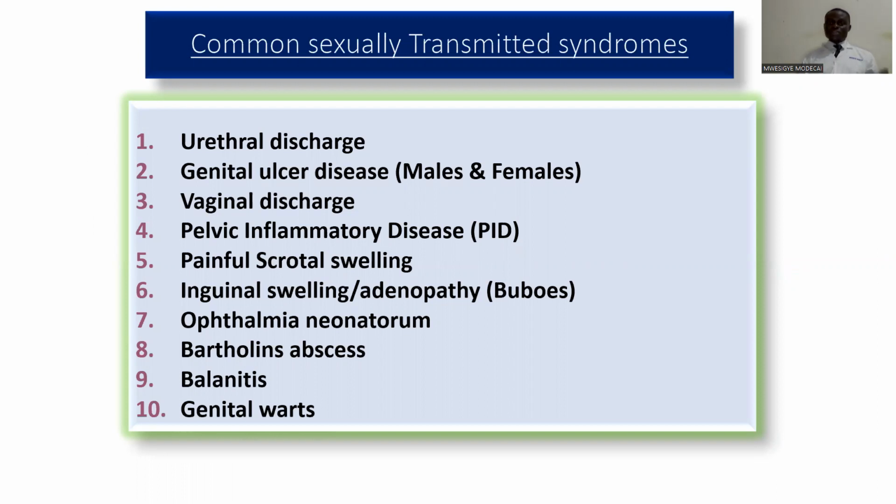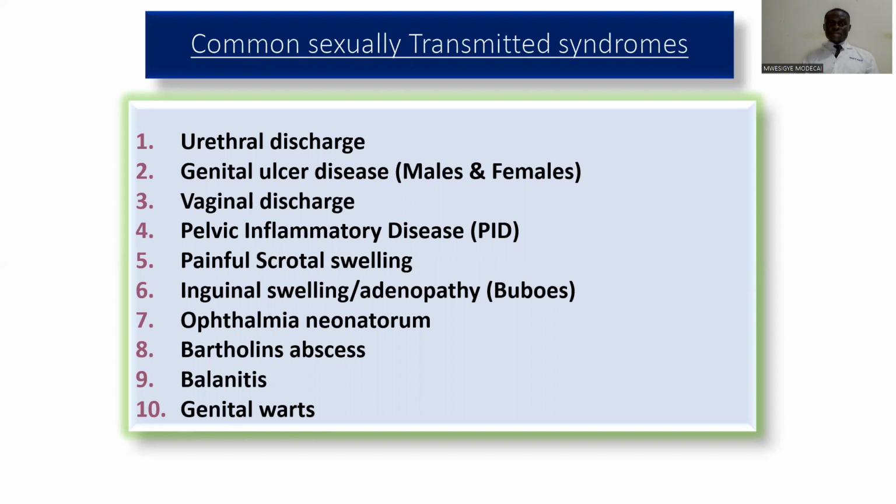Common sexually transmitted disease syndromes. We have 10 syndromes that are common. And remember, in sexually transmitted diseases, as we are yet to see, we manage based on these syndromes. So we have the following syndromes. The first one is urethral discharge syndrome, genital ulcer disease, and this can be both in male and female.